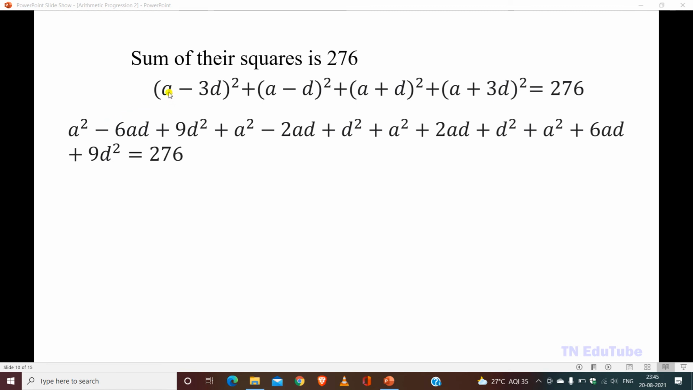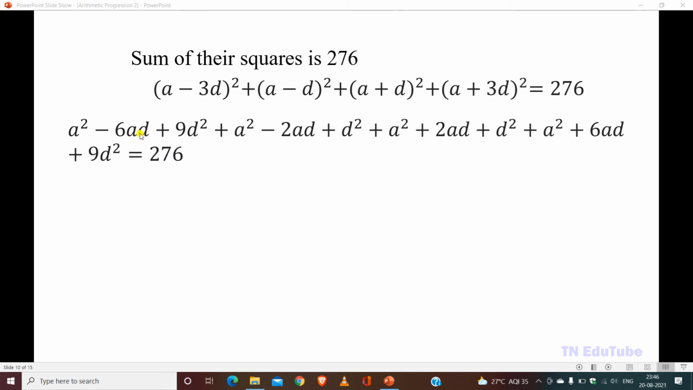Here you get a square minus 2 into 3 into ad. That means 6ad. Here b square means (3d) the whole square. 3 square is 9d square. So these 3 terms you get. Here you get a square minus 2ad plus d square. Here you get a square plus 2ad plus d square. Here you get a square plus 6ad plus 9d square.